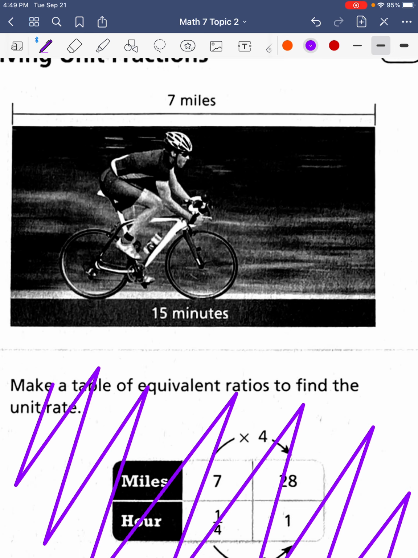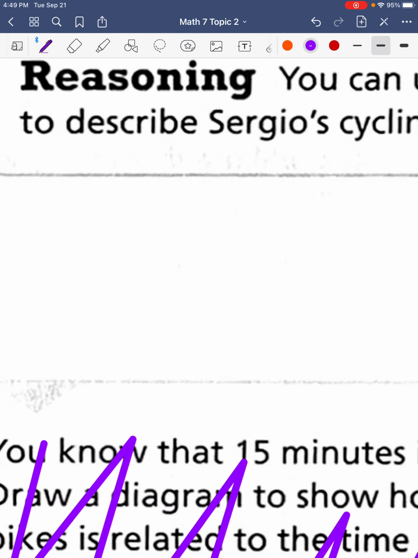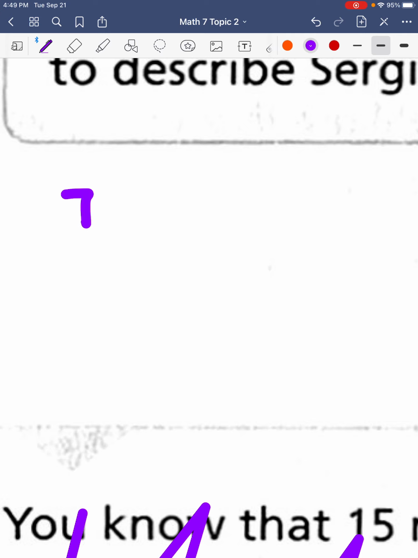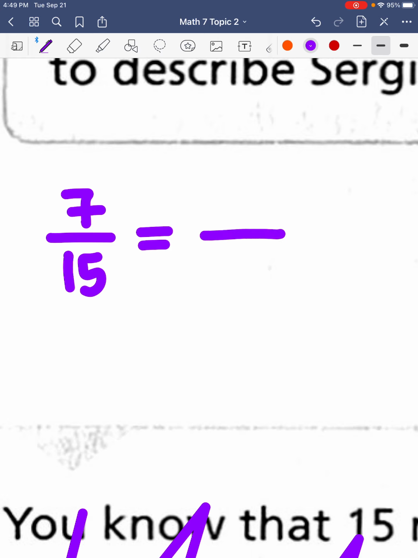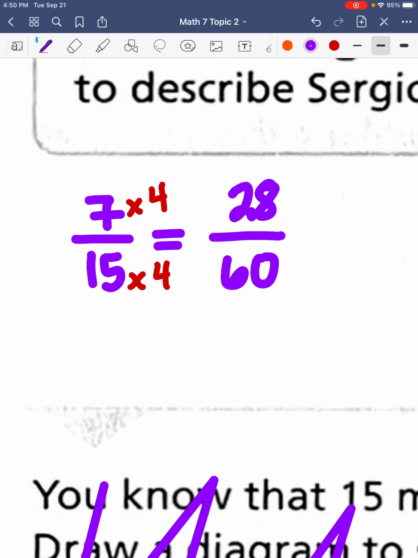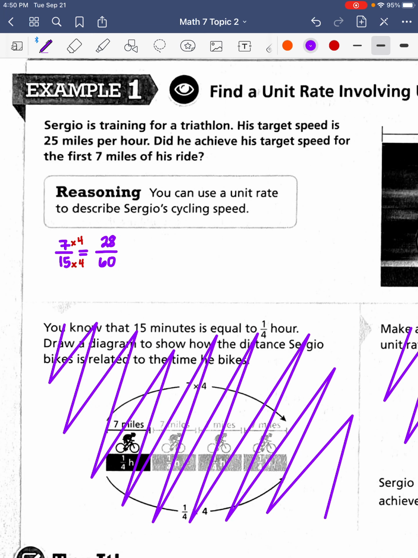Now, what we would have done yesterday is we probably would have said he bikes 7 miles in 15 minutes, and we want to know what is his speed, or how far does he bike in an hour, which is 60 minutes, right? And then we would have said, how do I go from 15 to 60? Well, I multiply times 4. So I'm going to do the same thing on the top. And that would have given us our answer. So we know that 7 times 4 is 28. So 28 miles in 1 hour.